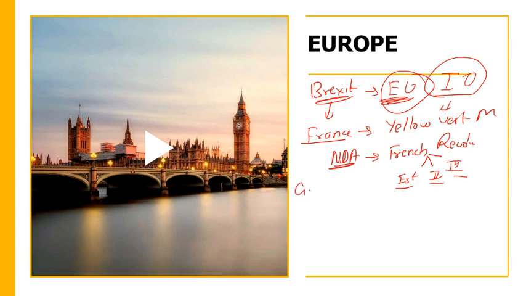Coming to Germany, the capital of Germany is Berlin. What happened during World War One? What happened during World War Two? And what happened during the Cold War? There was East Germany and West Germany, and there was a wall between them. After demolishing this wall in 1989, there was unity, and all those things are past history. So this is what you need to know for each and every country here.